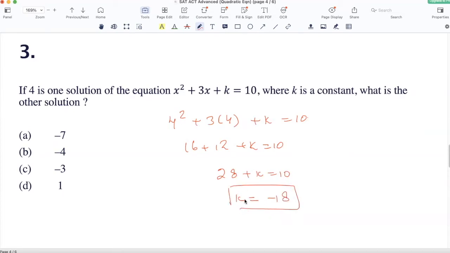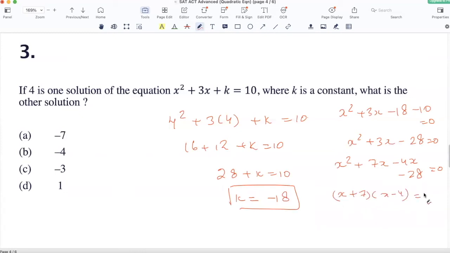Right? 10 minus 28. So the equation then becomes x squared plus 3x minus 18 minus 10 is 0. So x squared plus 3x minus 28 is 0. When I split the middle term, I get x squared plus 7x minus 4x minus 28 is 0. So x plus 7 times x minus 4 is 0. So x can be negative 7 or 4. So 4 is one solution. We already know that. The other solution is negative 7.